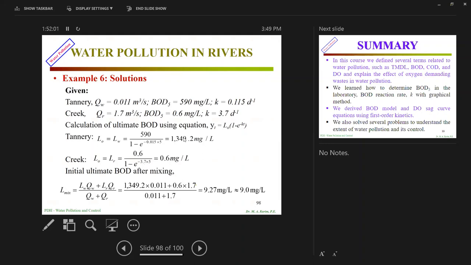Now I'm going to use the weighted average for this. So the weighted average would be L_W Q_W plus L_R Q_R divided by Q_W plus Q_R. So this is the waste, and the flow is 0.011, and this is 0.6 for the river. The flow rate is 1.7, divided by the sum of the two flow rates. Ultimately, we have 9.27, so about 9 milligrams per liter. So this is another example of showing how to use the weighted average.